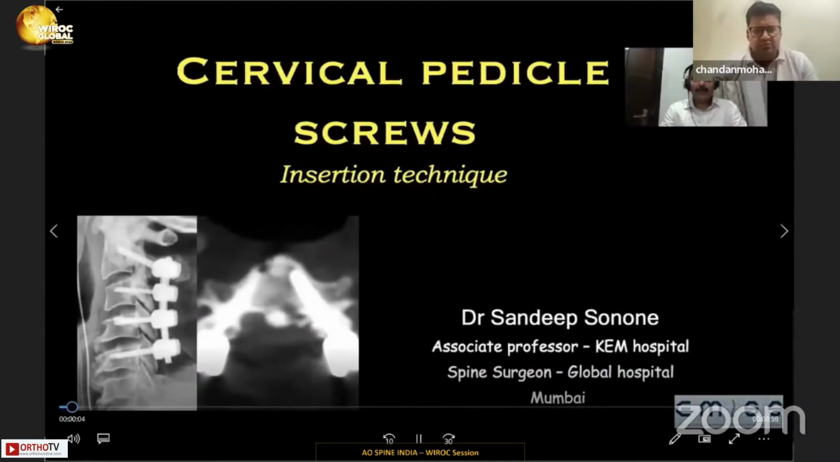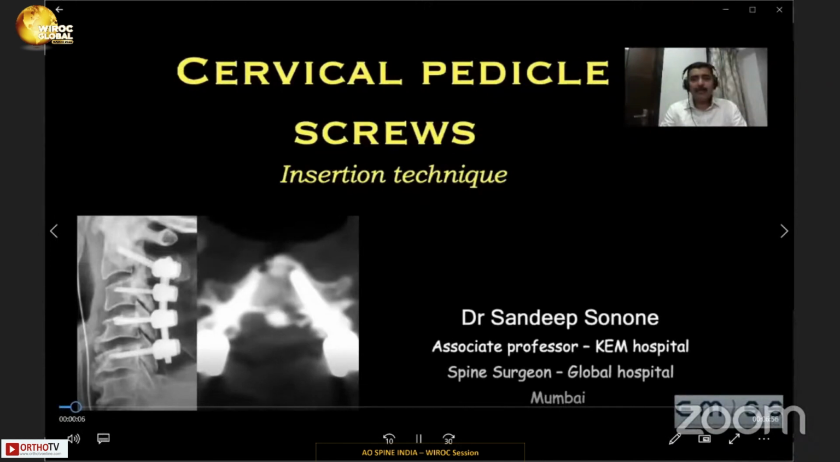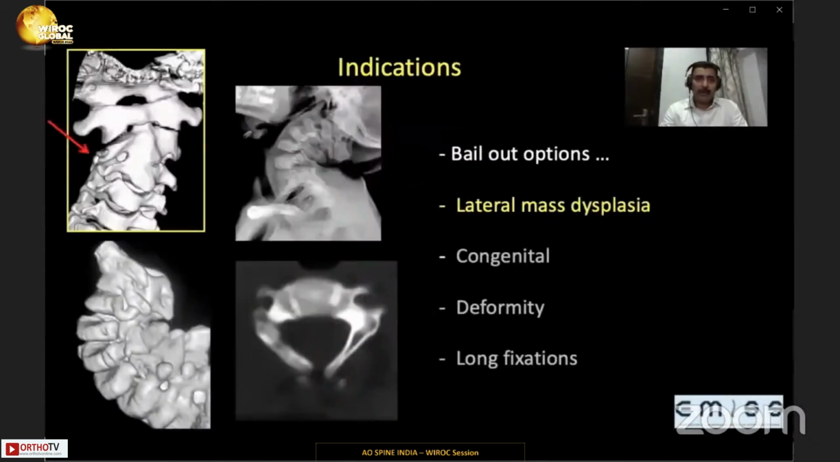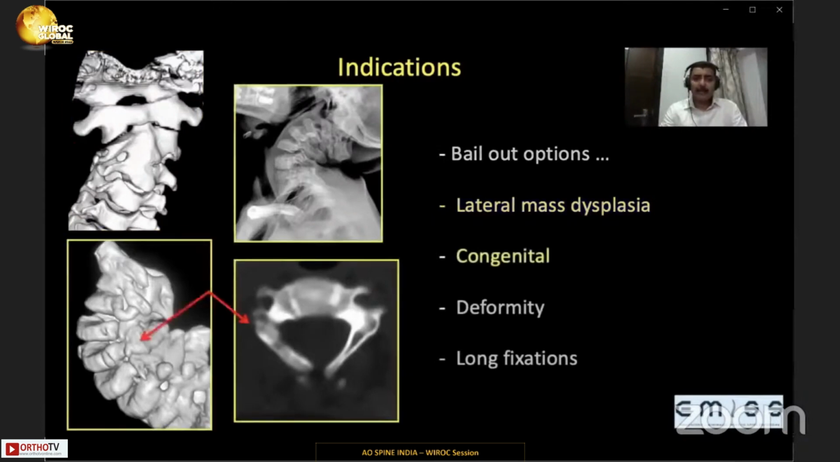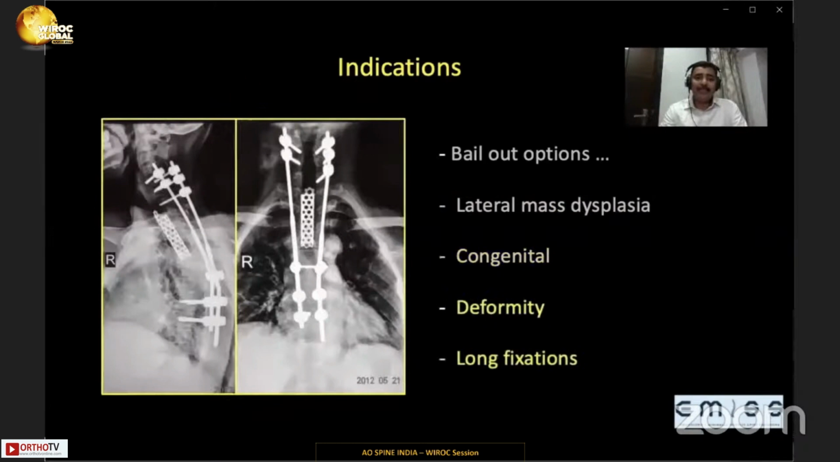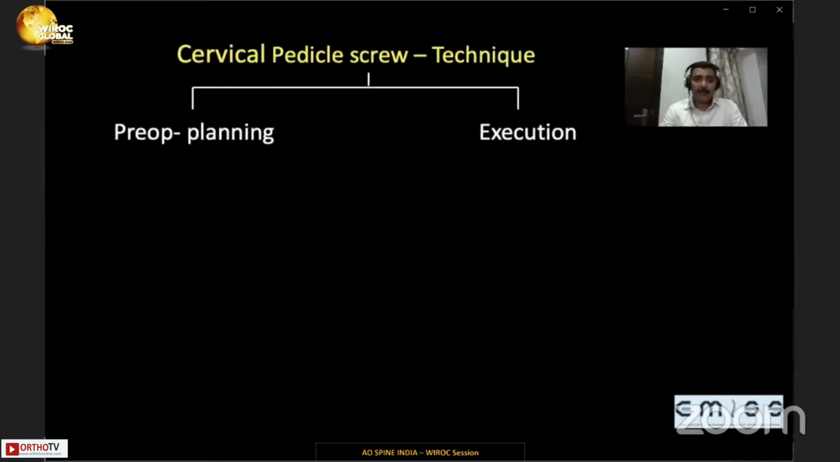In this particular video, we will have a look at some of the key points in the insertion of cervical pedicle screws. Now, we all know the indications for cervical pedicle screws. They are basically used as bailout options in case of lateral mass blowouts, or in cases where we cannot insert lateral mass screws, like lateral mass dysplasia. In congenital conditions where there is absence of lateral mass, the pedicle screw is probably the only option for you to get a good hold, and in cases of deformities and long fixation, where again you want a very good hold at the end of the construct.